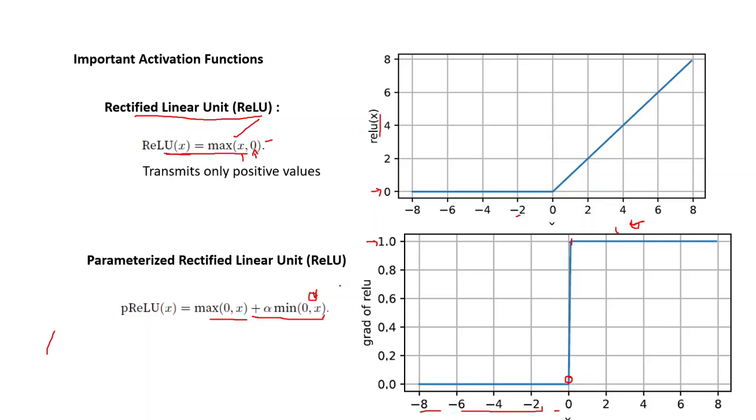But when the value of x is negative, depending upon the value of this element alpha, which is a positive number, you can call it a hyperparameter, some alpha x will be transmitted as output from this neuron.